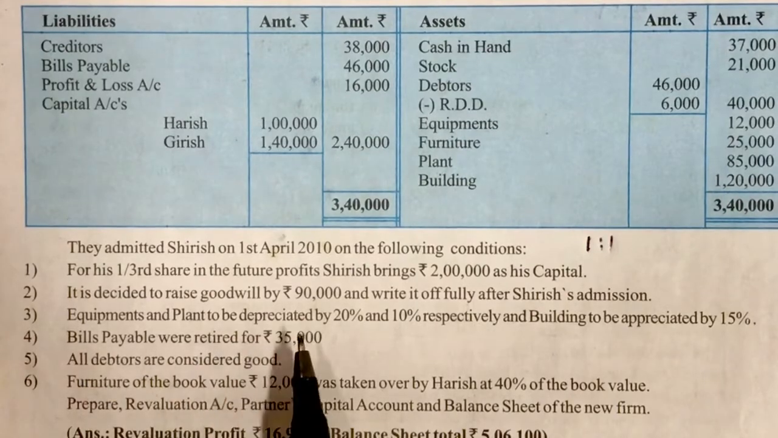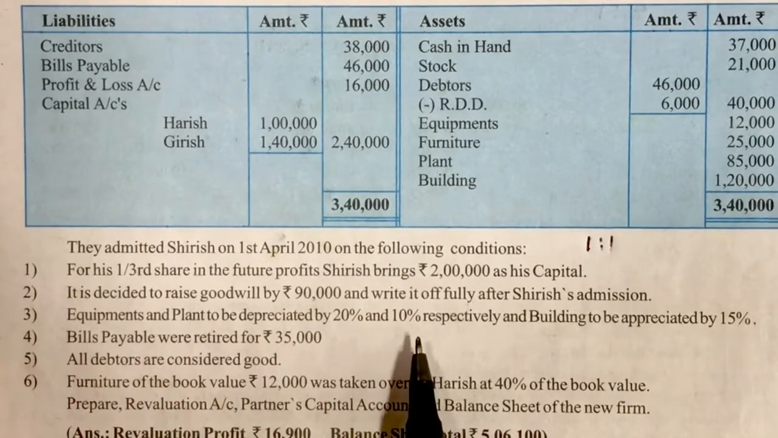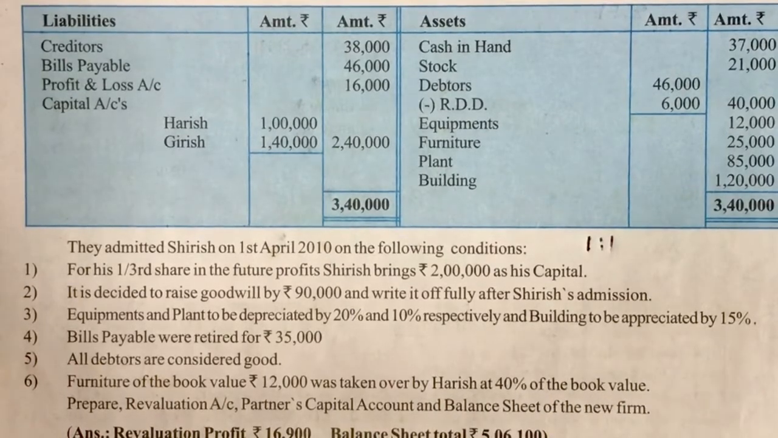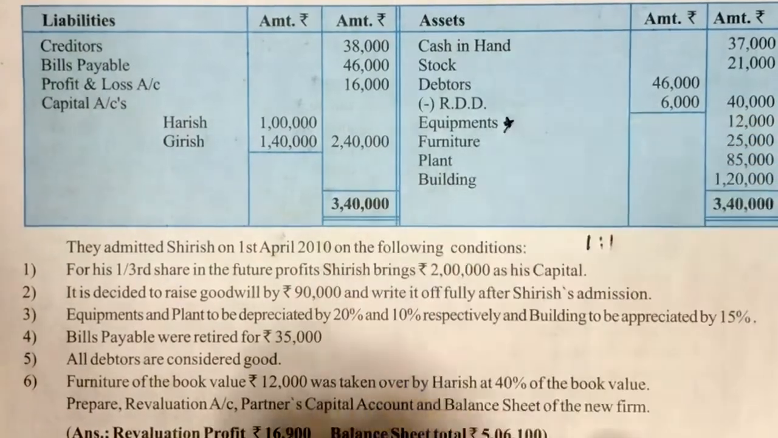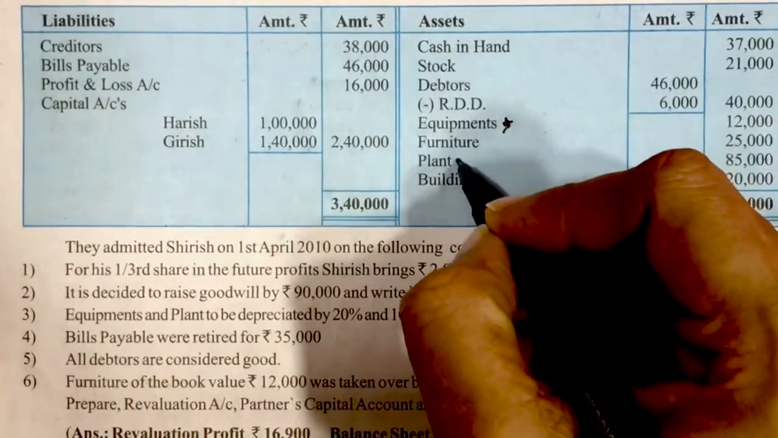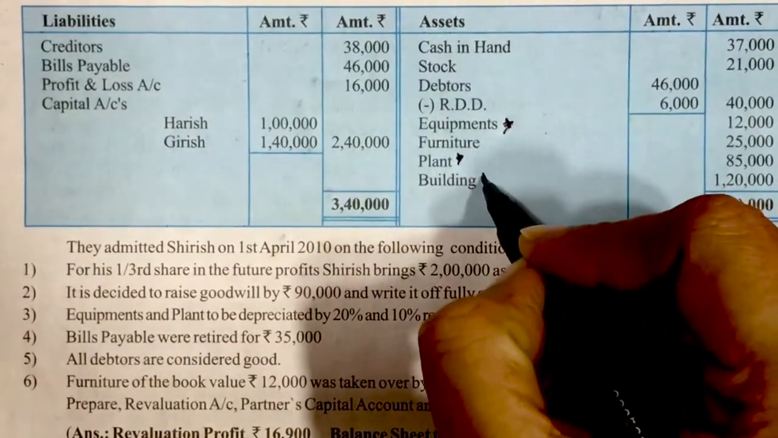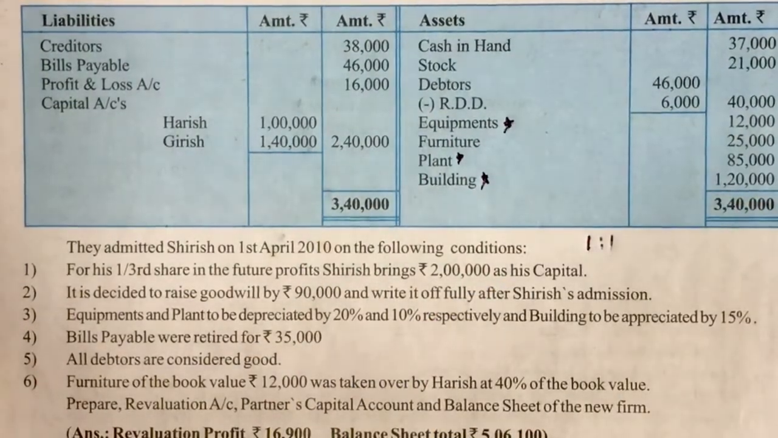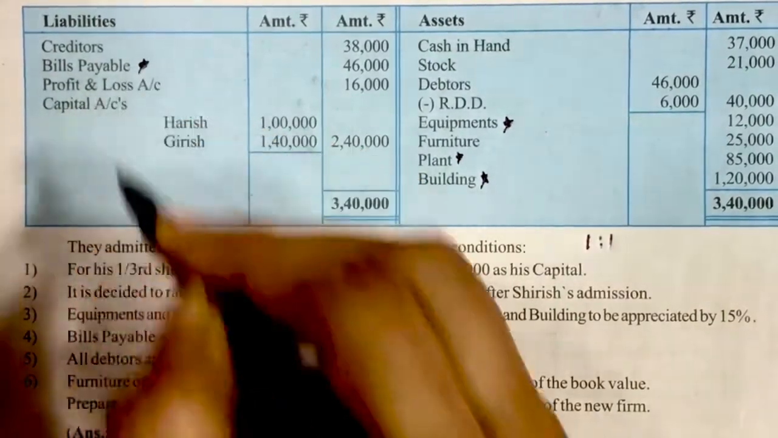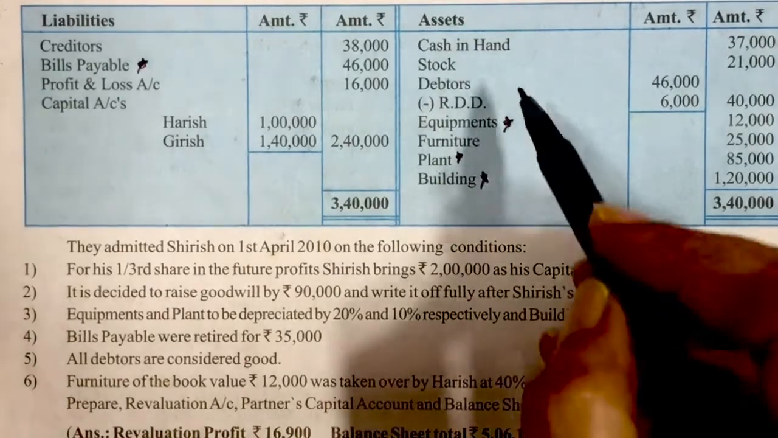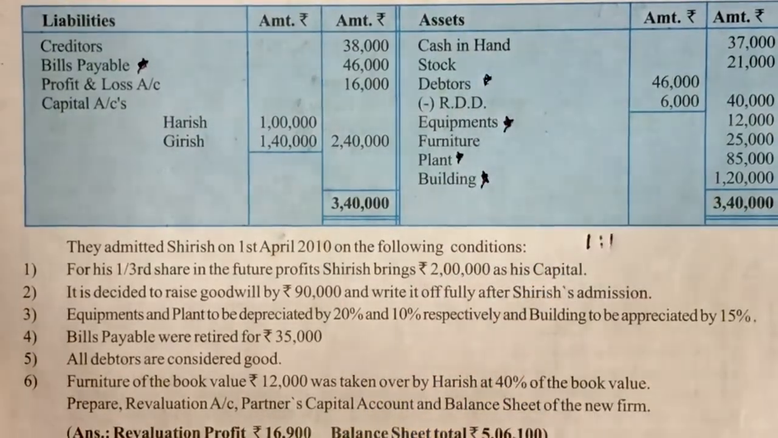Equipments and plants are to be depreciated by 20% and 10% respectively, and building is to be appreciated by 15%. So let us mark equipment, plant and building is to be appreciated. Bills payable was retired for 35,000. Mark bills payable. All debtors were considered good. That means RDD is removed. There is no RDD. So debtors, you have to remove the RDD.